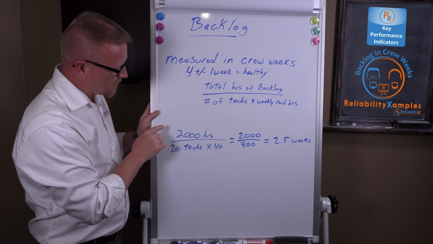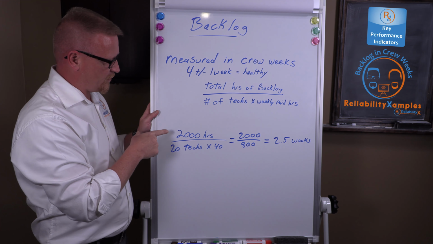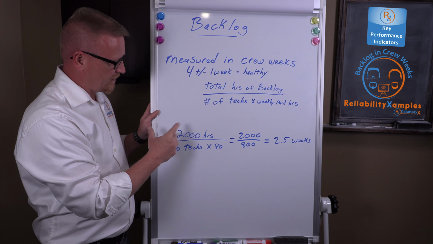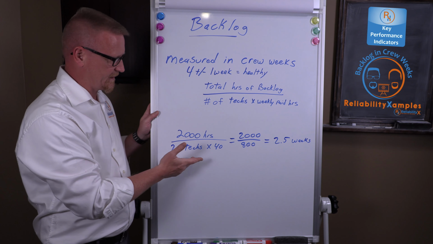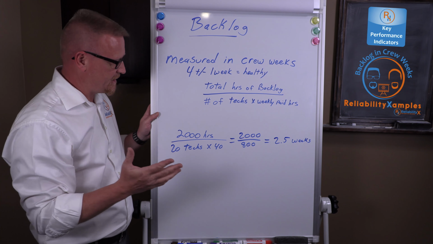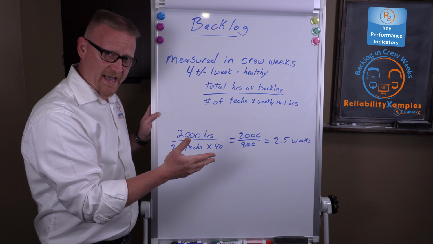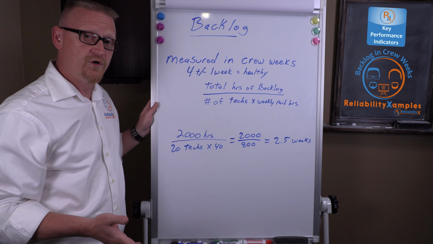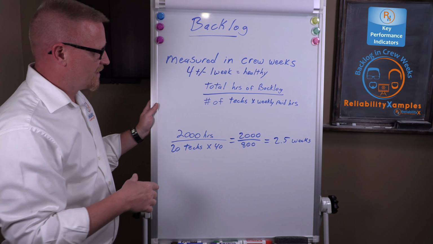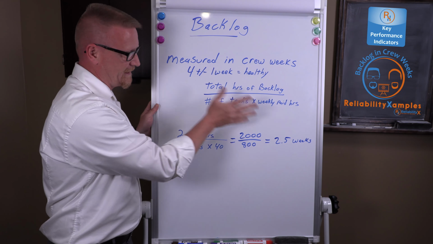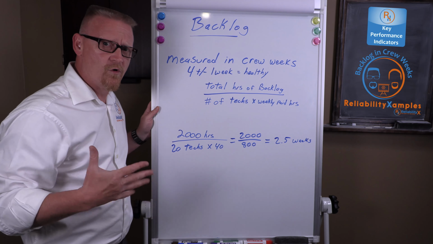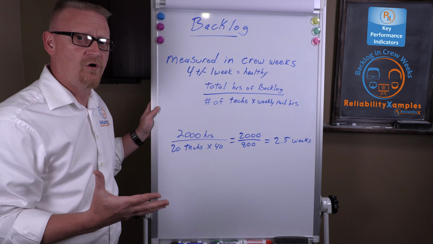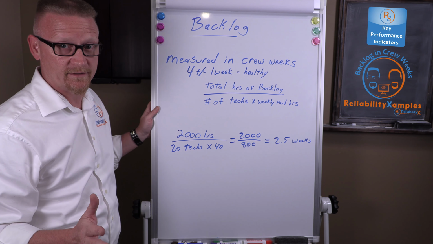So it's total techs times how many hours they get paid in a given week. For the calculation example, we've got 2,000 hours of backlog divided by 20 technicians times 40 hours a week each. So that essentially is 2,000 divided by 800, or 2.5 weeks of backlog. Essentially what the calculation means is, if no more work came into the plant, how long would it take me to get all the work done?